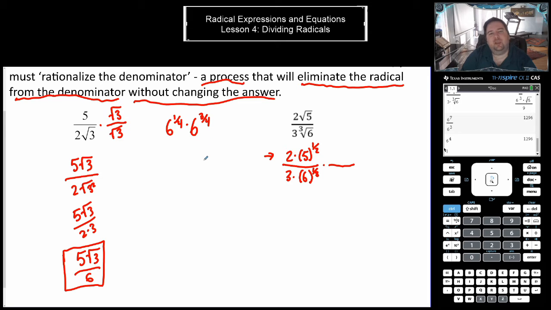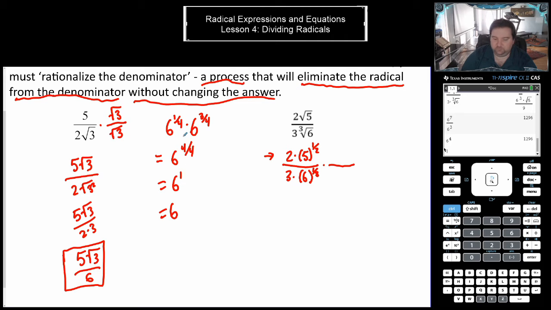3/4. Okay? When you multiply these together, they are going to equal 6 to the power of 1 plus 3/4, which is 4/4. And that would be 6 to the power of 1, which is just 6. Everything disappeared.